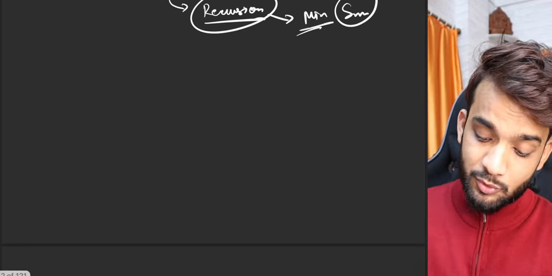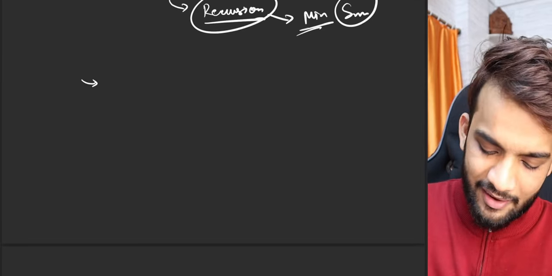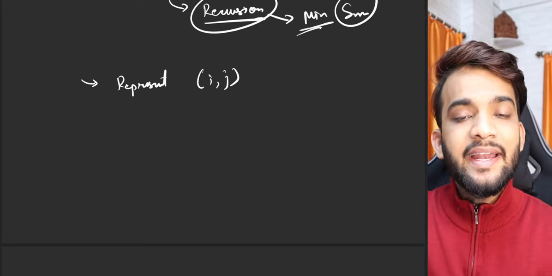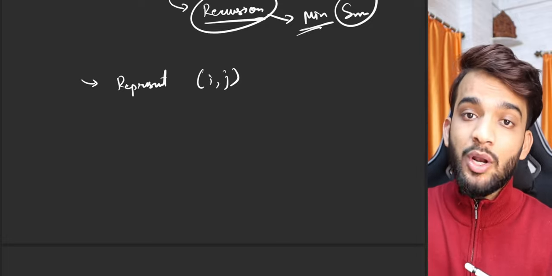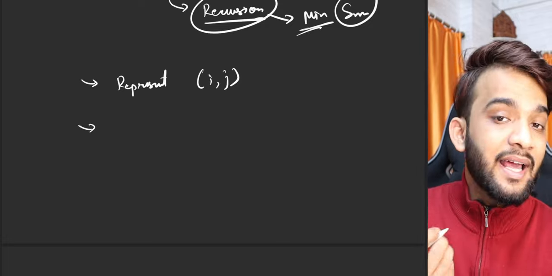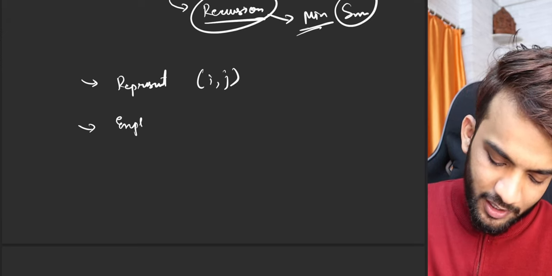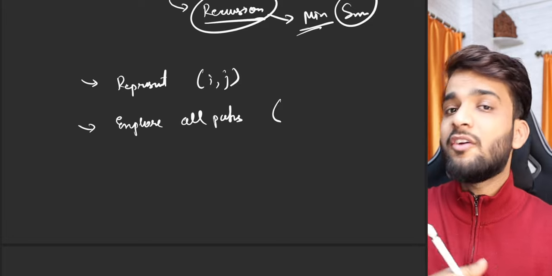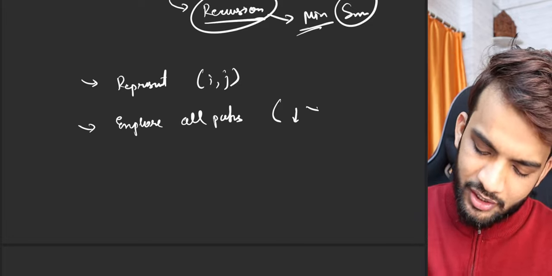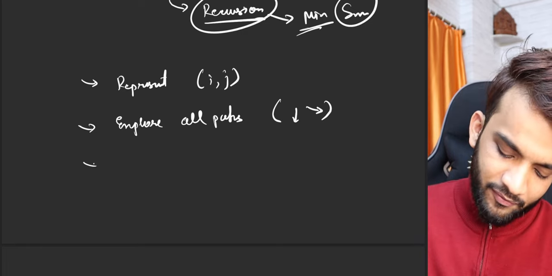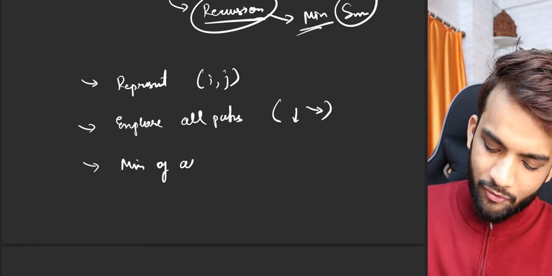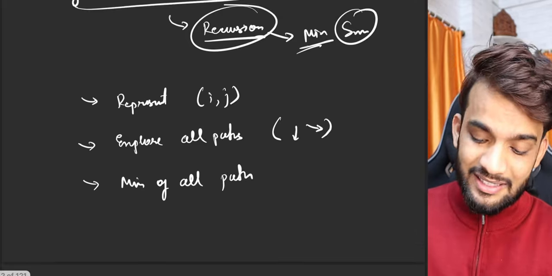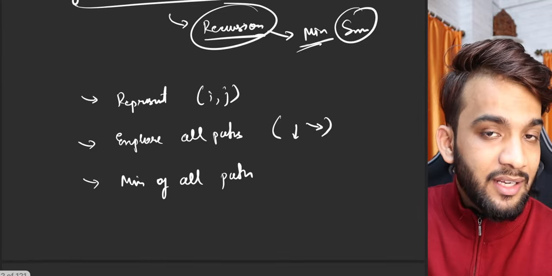So in the grid problems, what have I told you? I've told you to represent everything in terms of indexes. And what are the indexes over here? i and j, because in a grid we will always have the row number and the column number. What is the next thing that I have told you? Explore all the paths. If you remember, what kind of paths are there over here? Either you can go down or you can go diagonally. And after that, you take the minimal of all the paths. If you write these three steps down, you can easily write any recurrence.